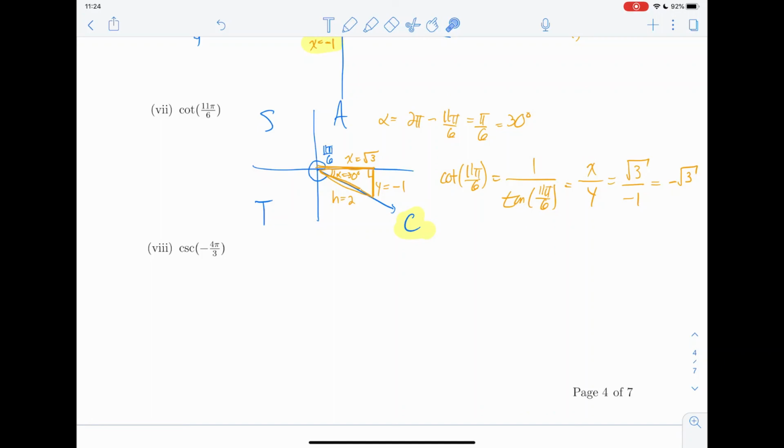The next example has us taking a look at a cosecant. Here we have negative 4 pi over 3. If we were to draw negative 4 pi over 3, that's going to live in the second quadrant because the angle is negative, which means it's sweeping in a clockwise direction. 4 pi over 3 is just a little bit larger than pi, so that means we sweep like that. This is negative 4 pi over 3.